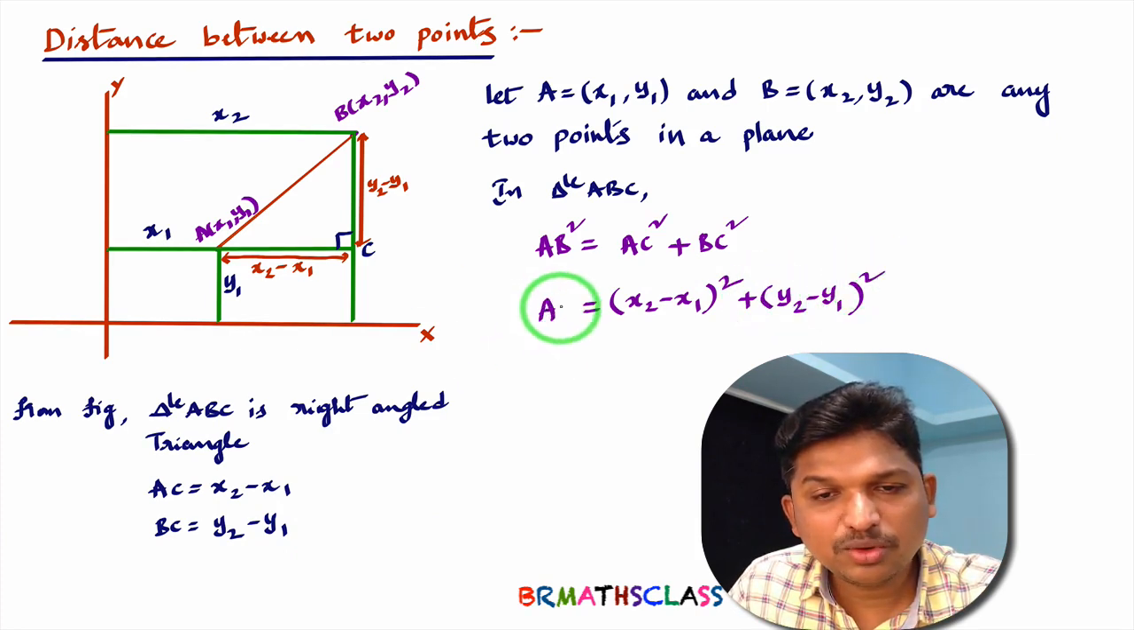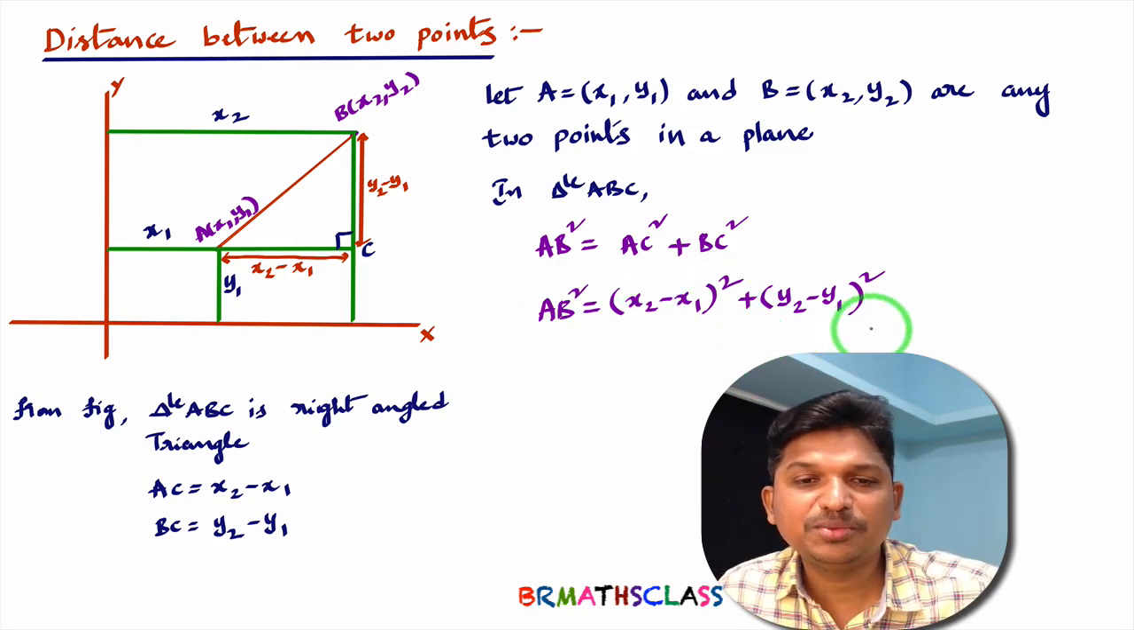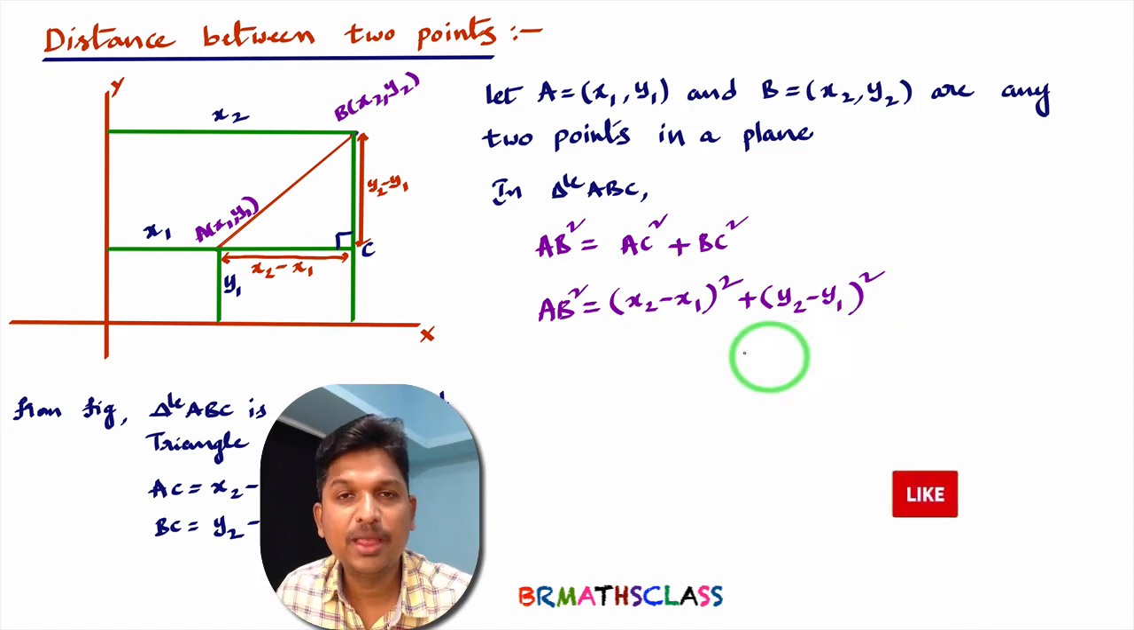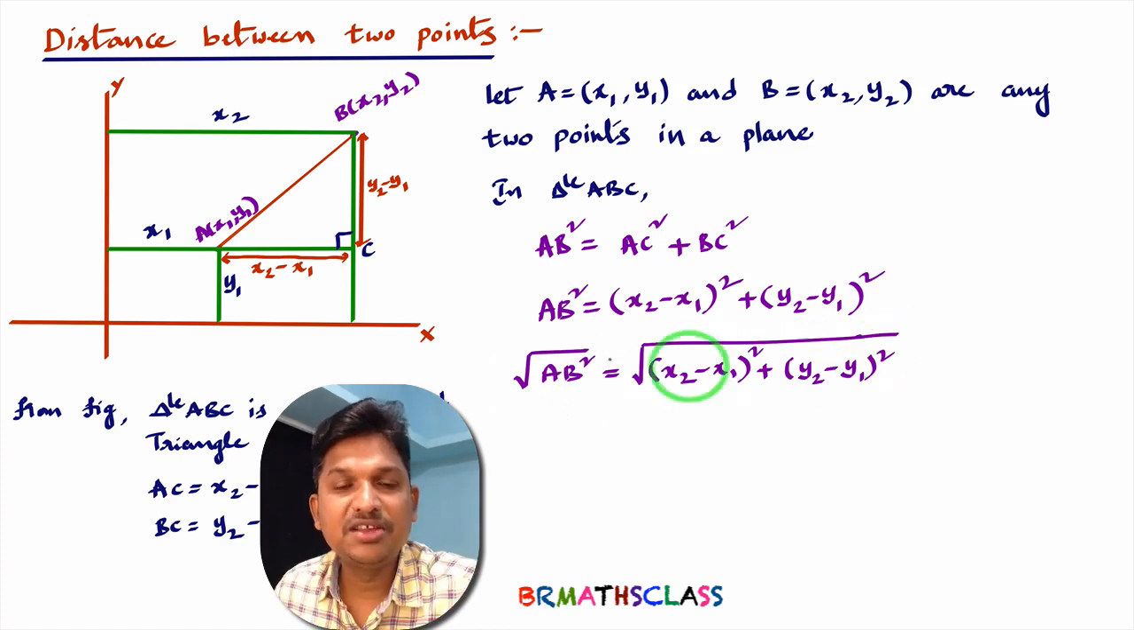So AB square equal to (x2 minus x1) whole square plus (y2 minus y1) whole square. Actually what you want? You want AB. So you just apply square root to this on both sides. So I just applied square root on both sides.